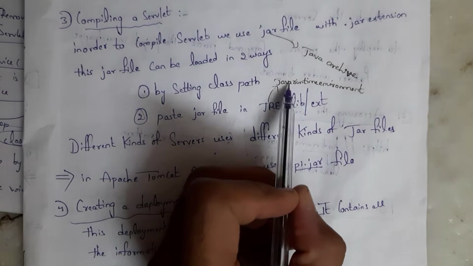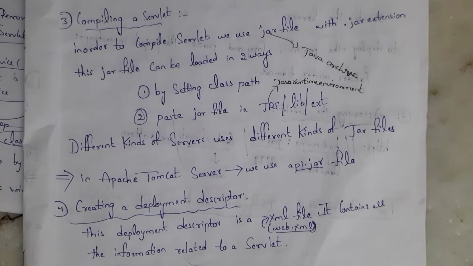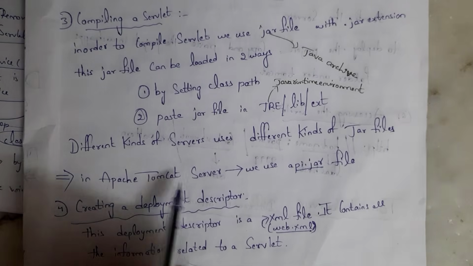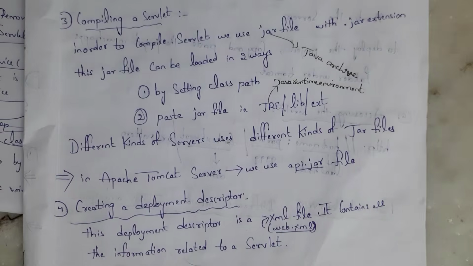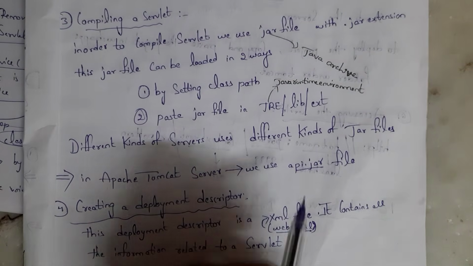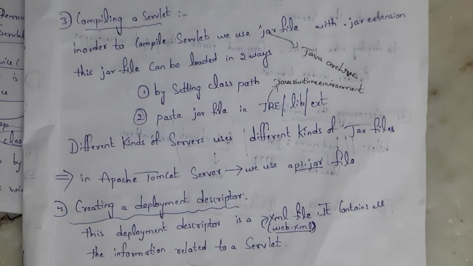Here JRE stands for Java Runtime Environment, and different kinds of servers use different kinds of jar files. In the Apache Tomcat server we use the servlet-api.jar file, where API stands for Application Programming Interface. This is the jar file that we use in the Apache Tomcat server.